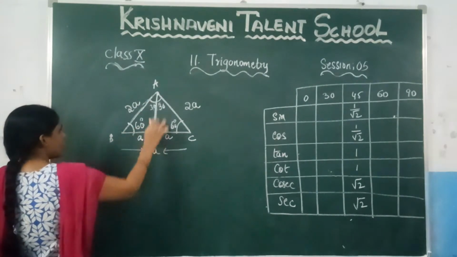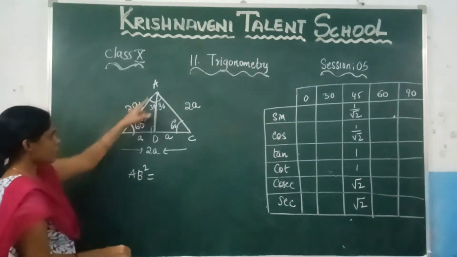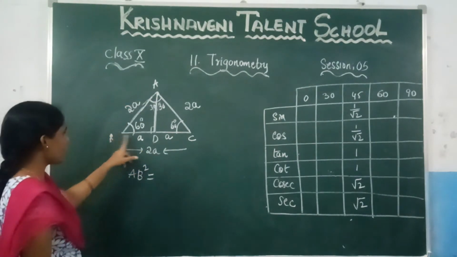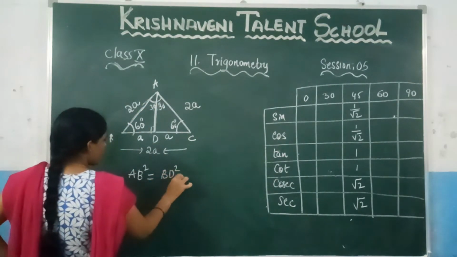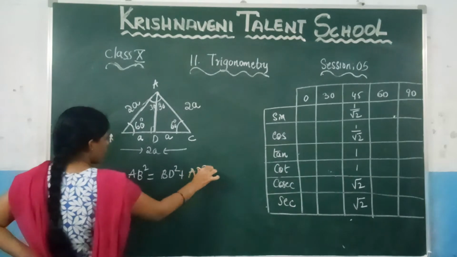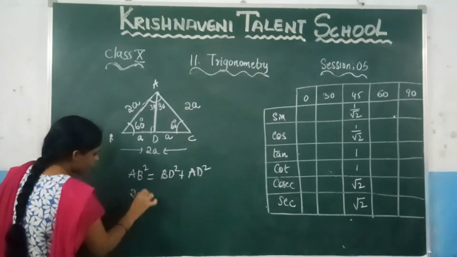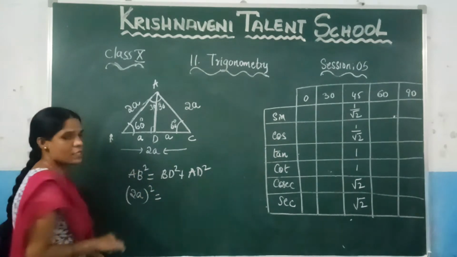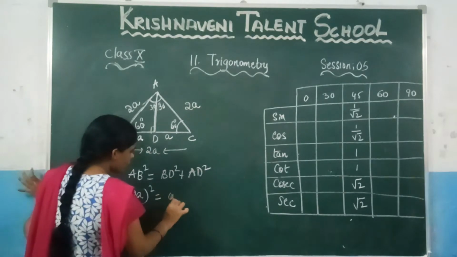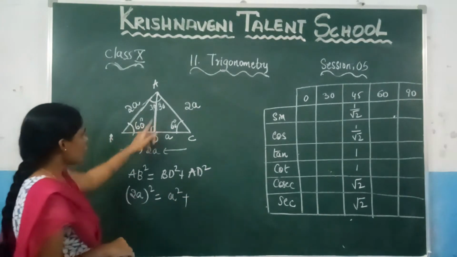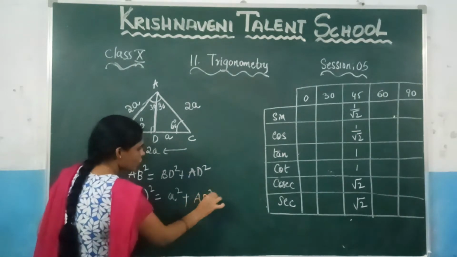If you consider the triangle ABD, you know that the hypotenuse square, which is nothing but AB square, is equal to BD square plus AD square. Write it here. Now, what is the value of AD, which is nothing but 2A? You can write it here: 2A whole square is equal to, what is the value of BD, which is nothing but A? So you can write it here, A square. And what is the value of AD? We need to find it, so write it here, AD square.